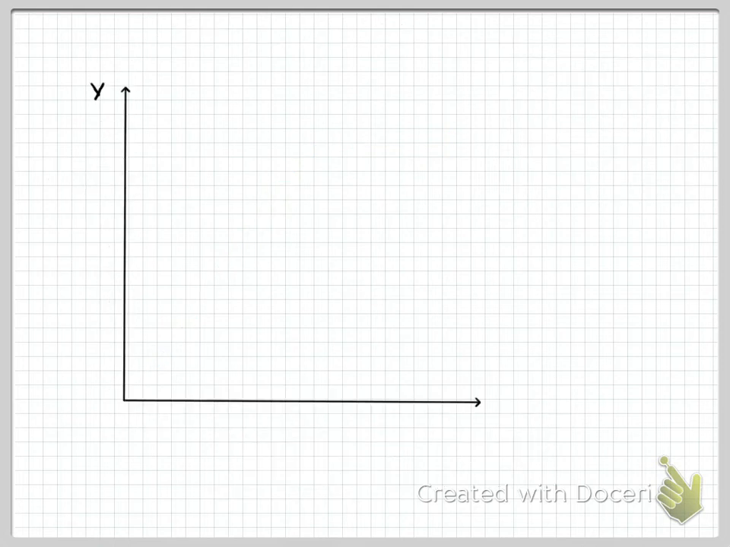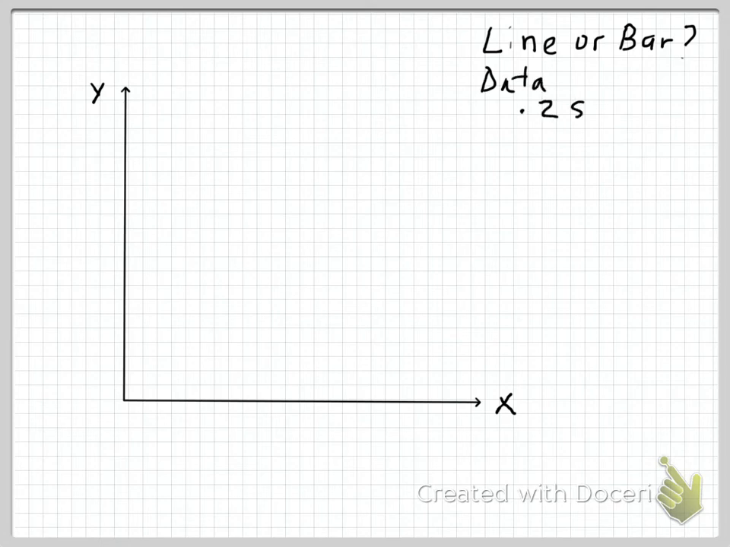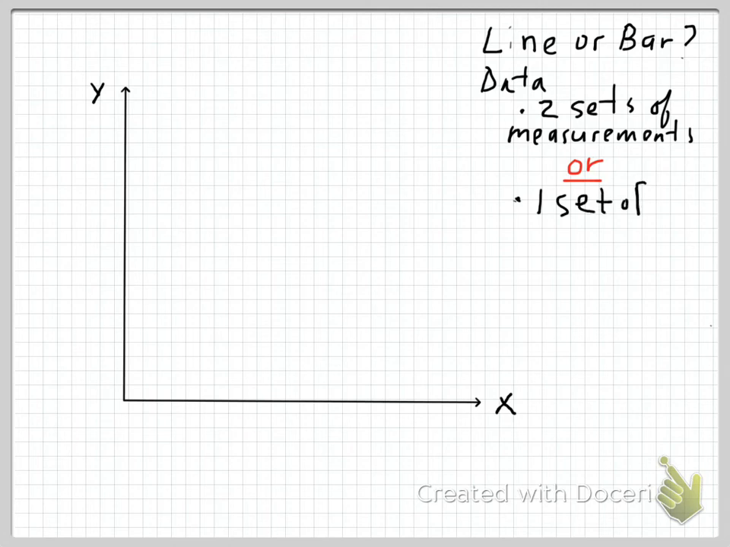Okay, so choosing the right graph. We need our axes again. Got our x and y. And now we're trying to decide between a line or a bar graph. And all you really need to do is look at the kind of data you have. Okay, so there's going to be two different things. One group of data is going to have two sets of measurements. Okay, that's what we saw in the last one. Or you can have one set of measurements and one set of qualitative data. So I'll give you an example of qualitative data in just a moment here.